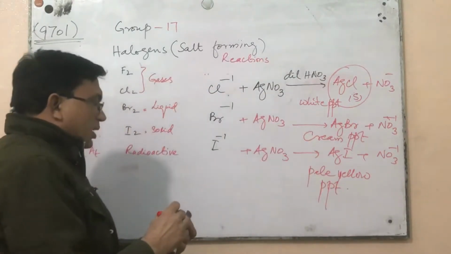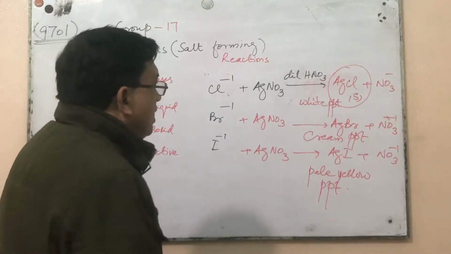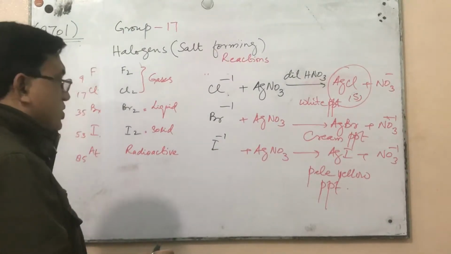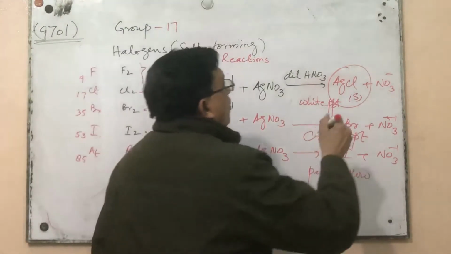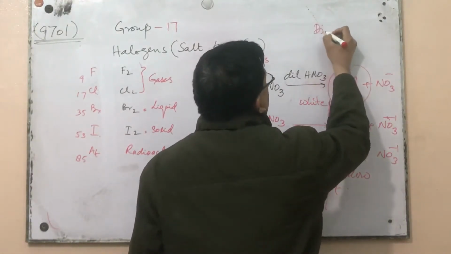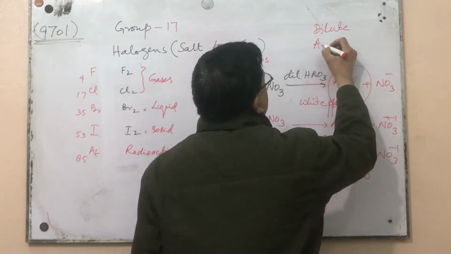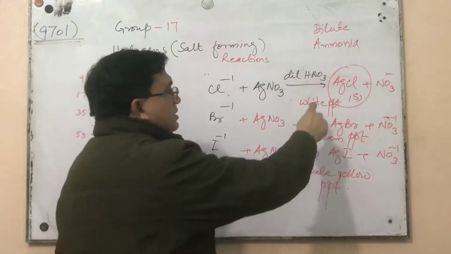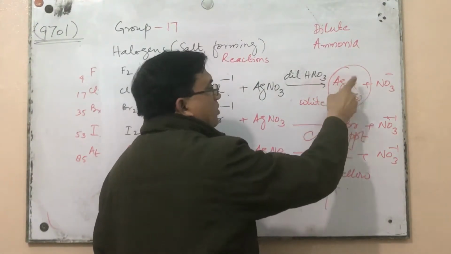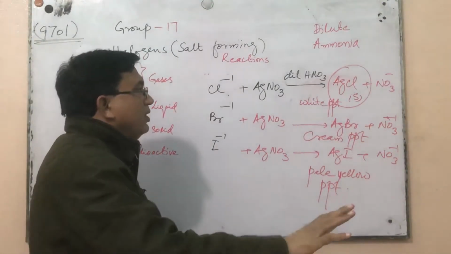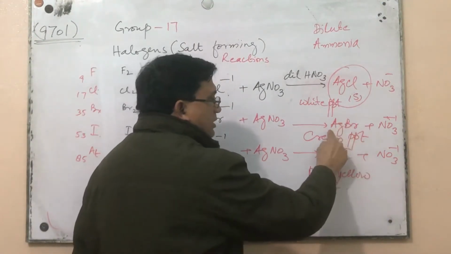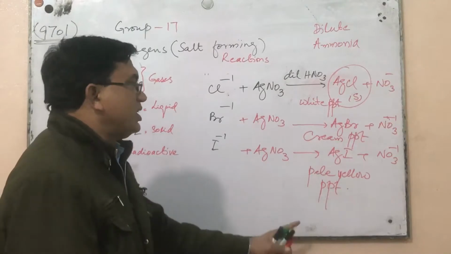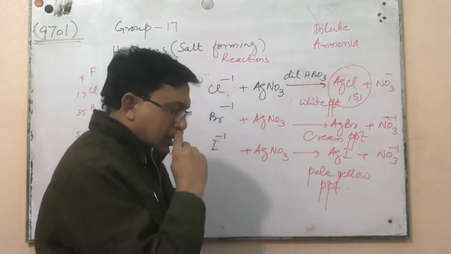Now, to confirm these precipitates, whether these are of halides, a confirmatory test is used. What we do, we add first dilute ammonia solution. On adding dilute ammonia solution, the white precipitate of silver chloride will dissolve, but the precipitates of silver bromide and silver iodide will remain as such, meaning remain insoluble.